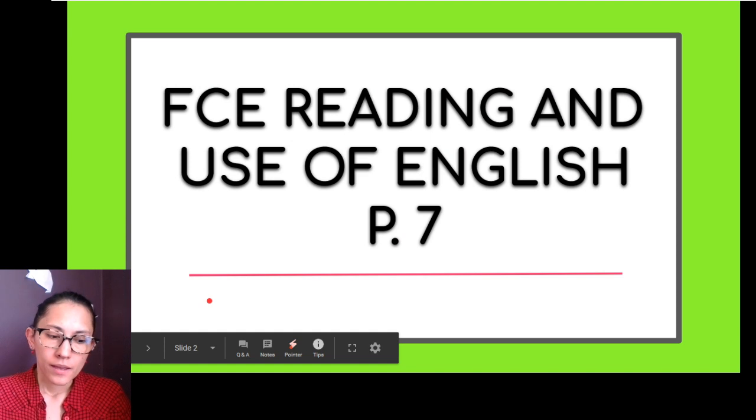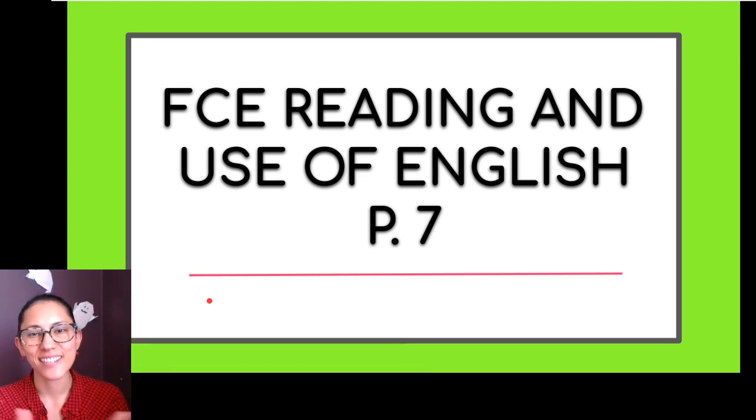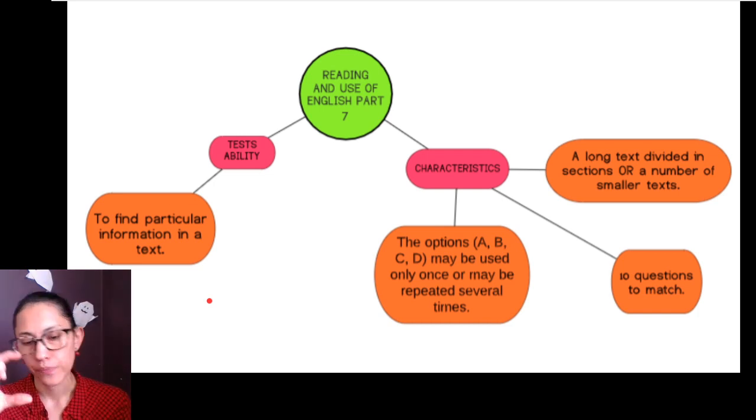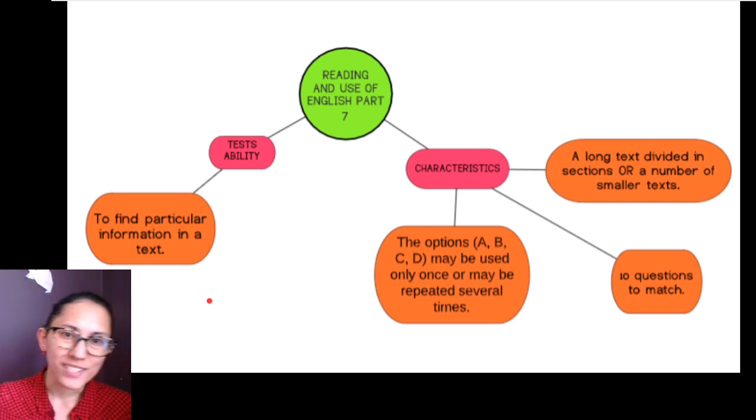Okay, the Reading and Use of English paper obviously has 7 parts, and Part 7 is the last one. Parts 5, 6, and 7 are just reading, and this is the last thing that you're going to see in that test. What you need to know about this exercise is that you're going to find one long text divided in 4 to 6 smaller parts, or you can find 4 to 6 smaller texts related to the same topic.